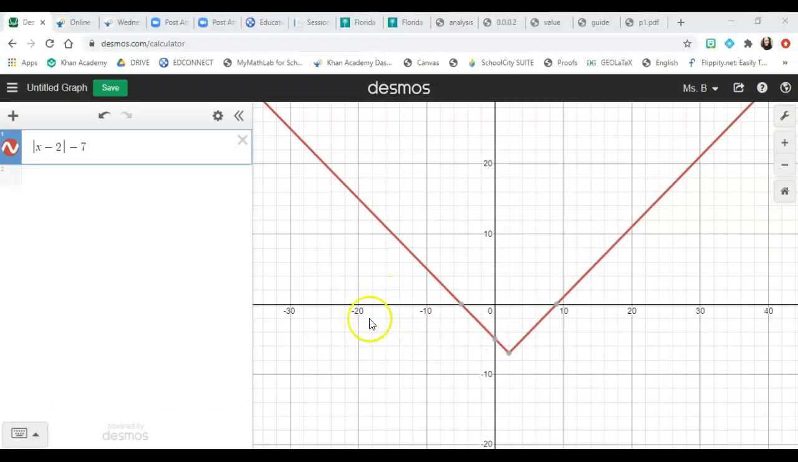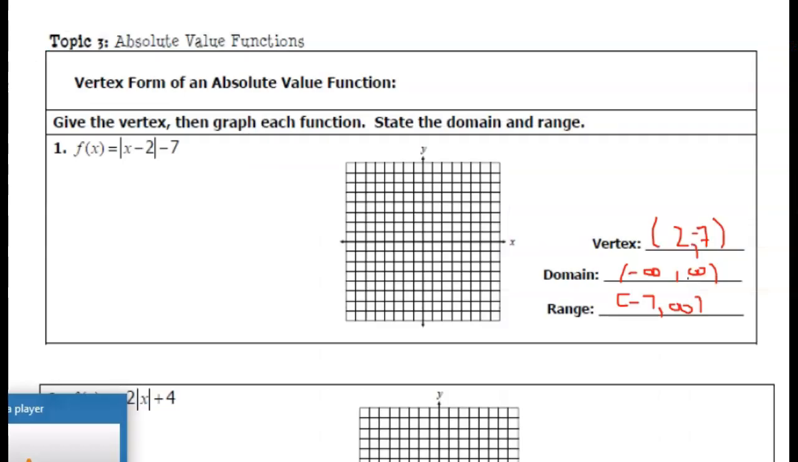If we look at the domain of the graph, again, we know all absolute value graphs have a domain of all real numbers. So this is from negative infinity to infinity. If we talk about the range of the graph, well, this graph starts at -7 and then it goes all the way up to infinity. So my range would be -7 to infinity.